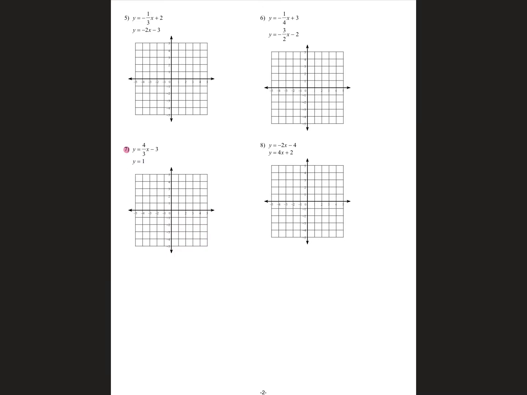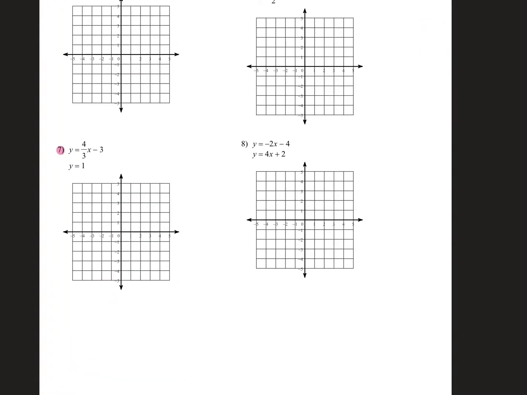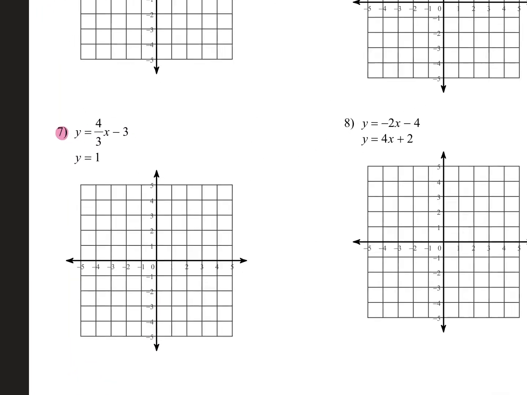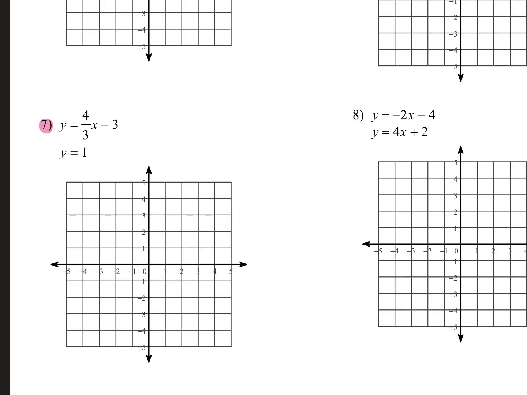If we look at the next page, number 7, we have y is equal to 4/3 x minus 3 and y is equal to 1. For that y is equal to 4/3 x minus 3, our y-intercept is going to be at 0, negative 3. And we have a slope of 4/3, so we're going to go up 4 to the right 3. We plot those points. We draw our line through them.